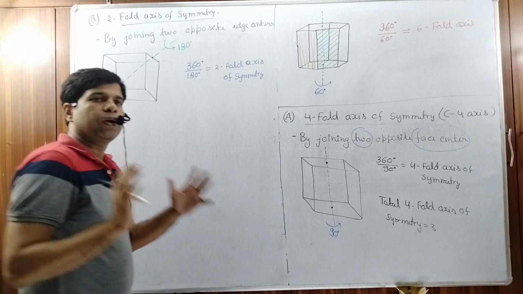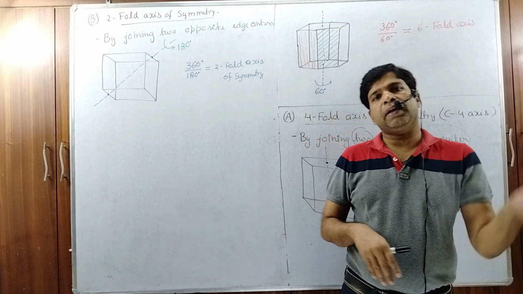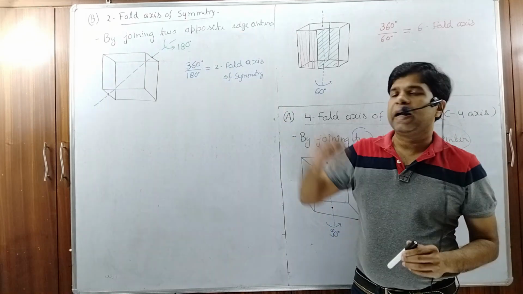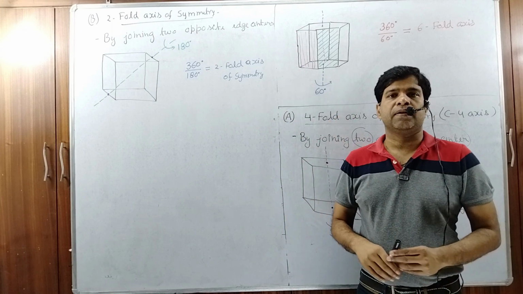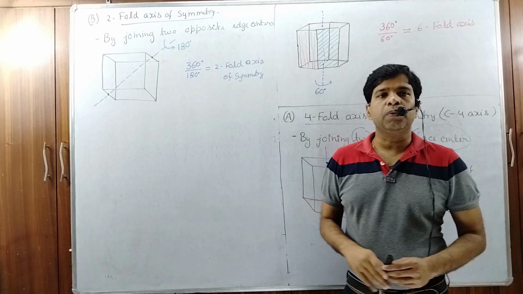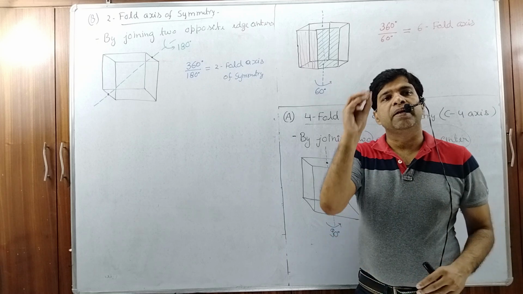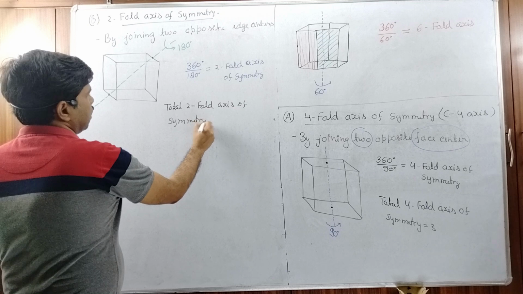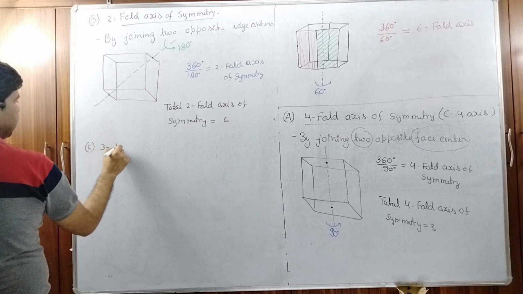The total number of edges is 12, so the number of edge centers is also 12. This symmetry we obtain by joining two edge centers. Two edge centers will give one C2, one two-fold axis. So 12 edge centers will give 12 by 2, that is 6, two-fold axes of symmetry.